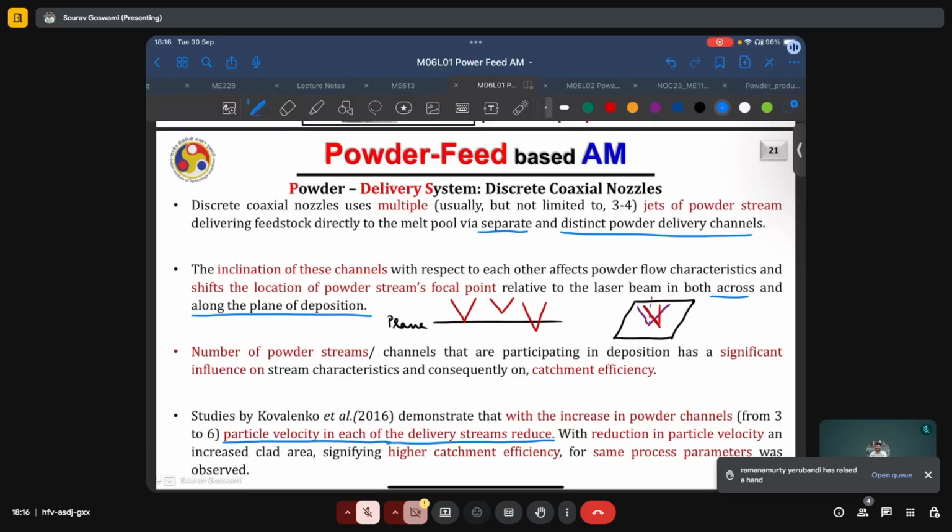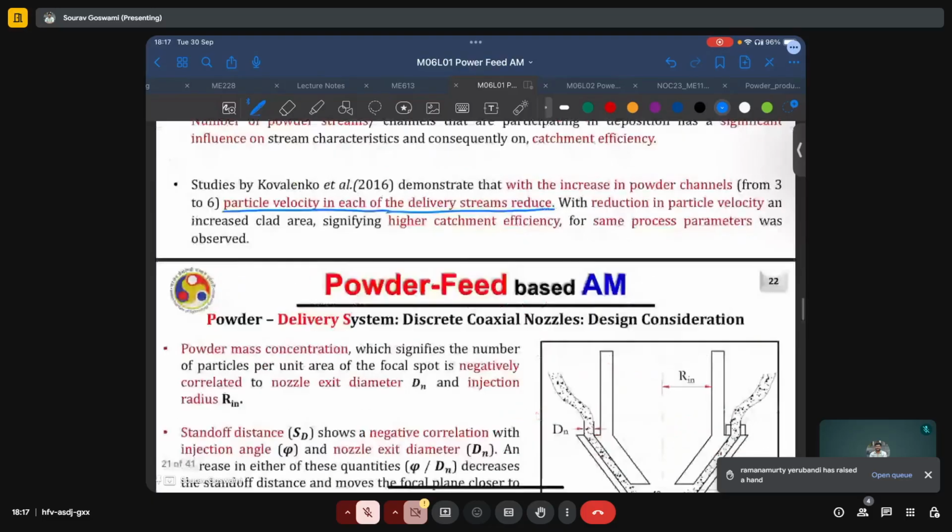And the effect of this reduced particle velocity is an increase in the clad area, which may also be seen to signify a higher catchment efficiency for the same process parameters.